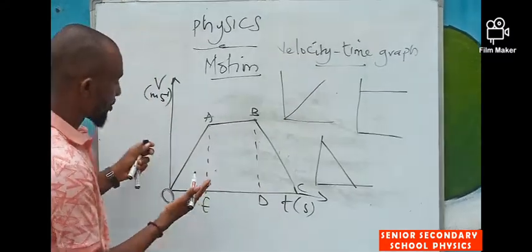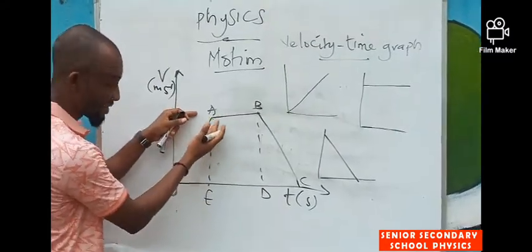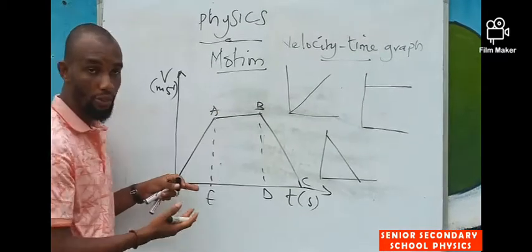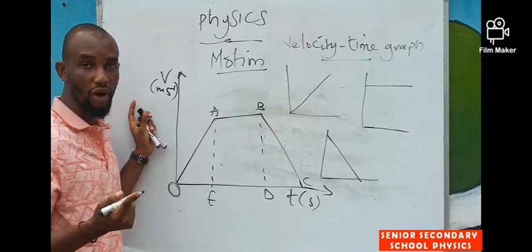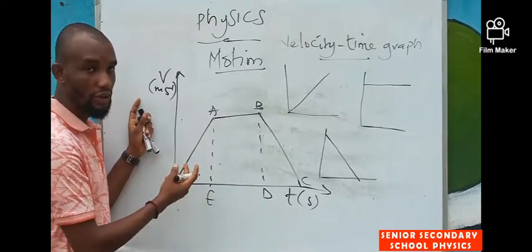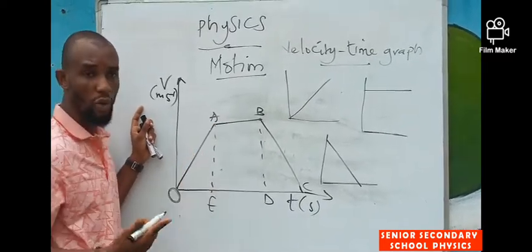We just solve for the slope of this part, because this is the part for uniform acceleration, to determine what? The acceleration of the object. Now, how do we solve for the slope?